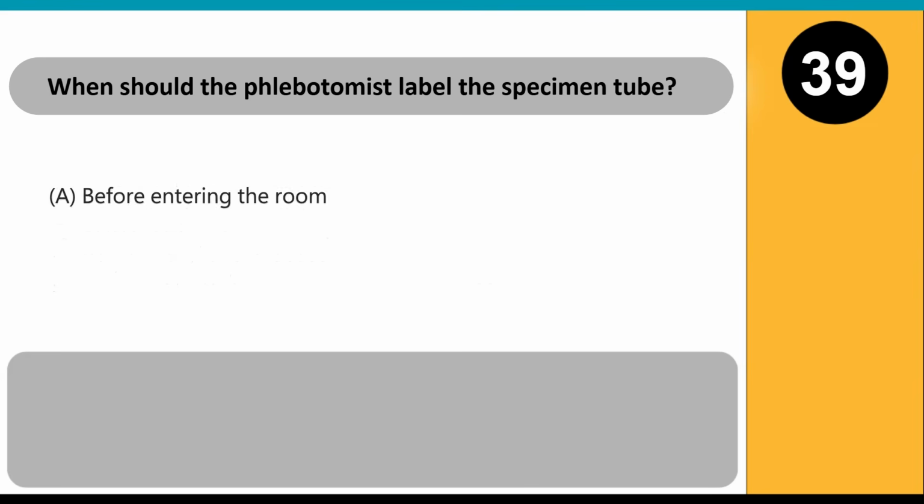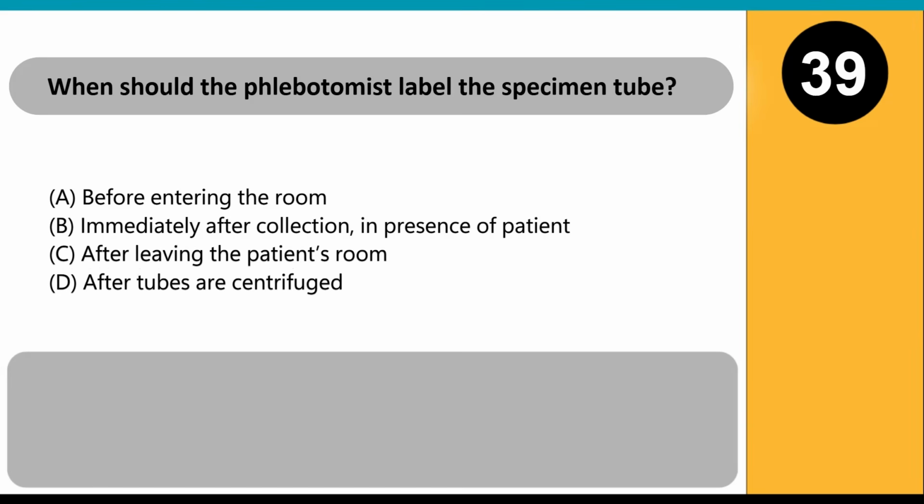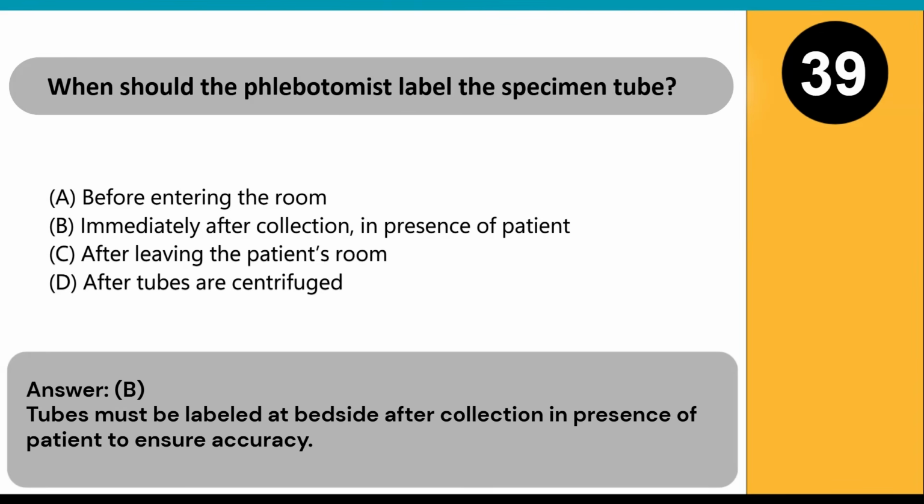When should the phlebotomist label the specimen tube? A. Before entering the room. B. Immediately after collection, in presence of patient. C. After leaving the patient's room. D. After tubes are centrifuged. Answer B. Tubes must be labeled at bedside after collection in presence of patient to ensure accuracy.